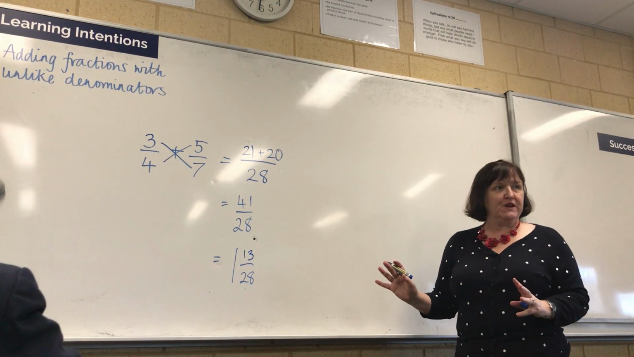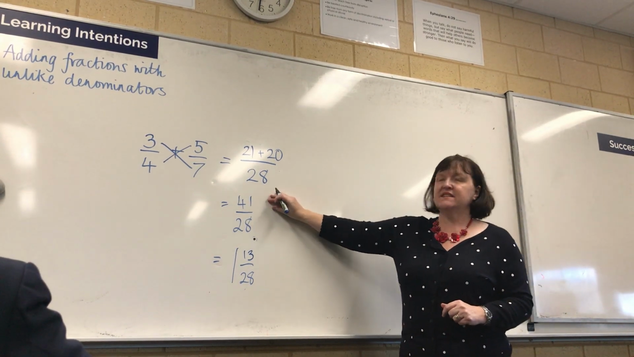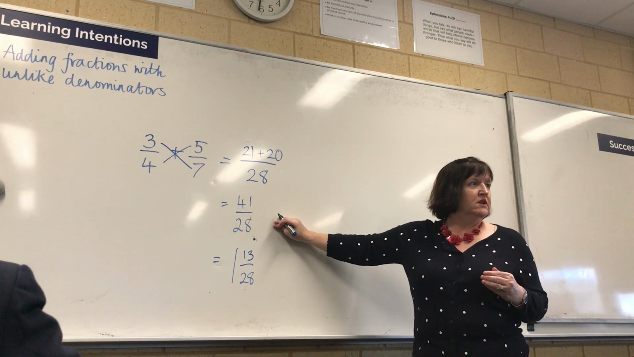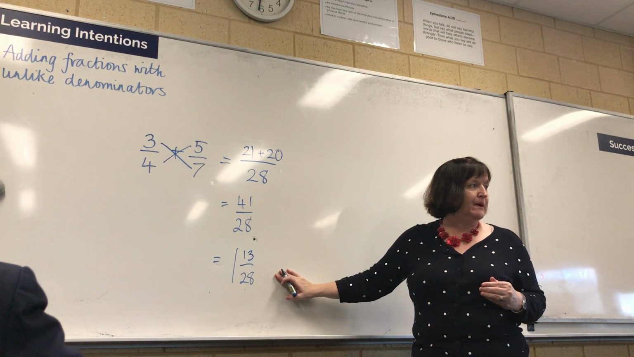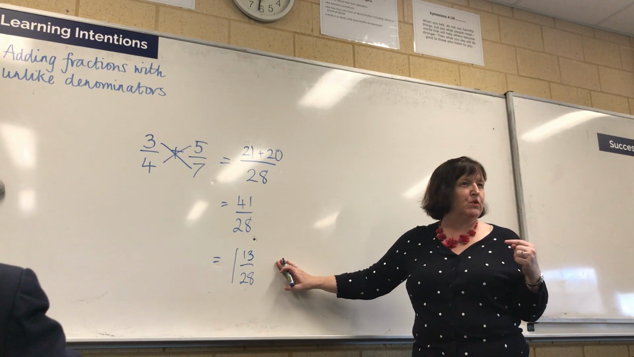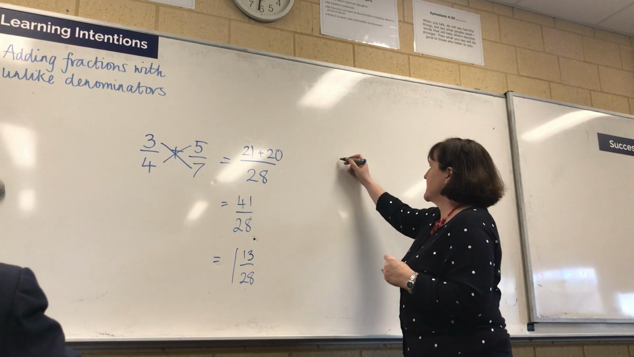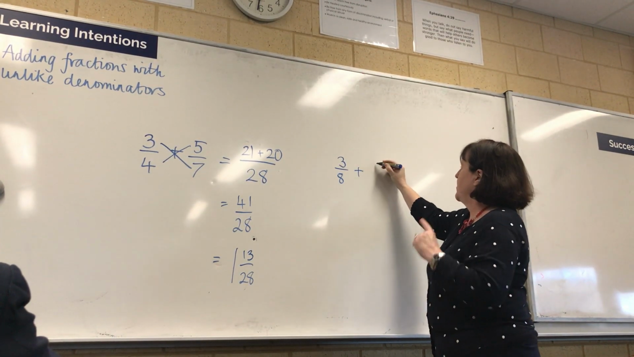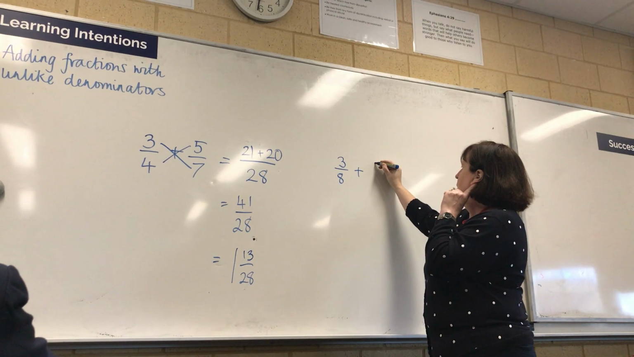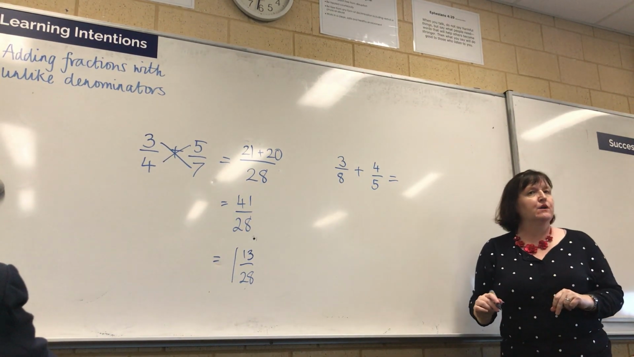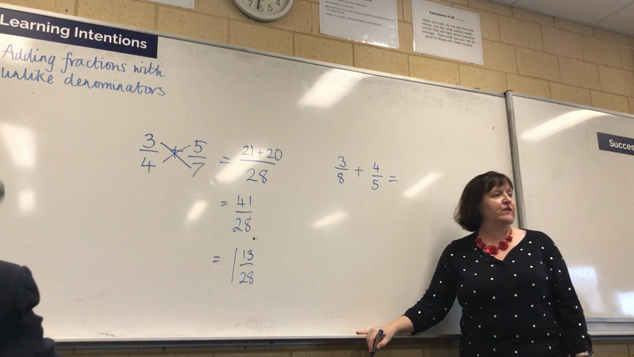So the only difference here is that when we added the numerators together, it made the fraction bigger than 1. So we had to convert it to a mixed number. Okay? Everyone with me with that? Do you want to do one more example like that? Okay, let's have 3 eighths plus 4 fifths. 3 eighths plus 4 fifths.